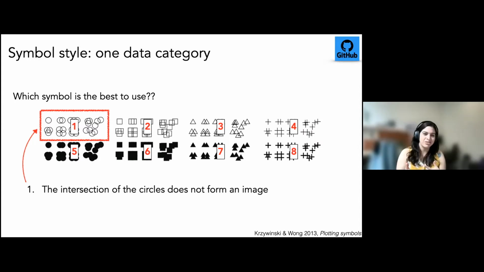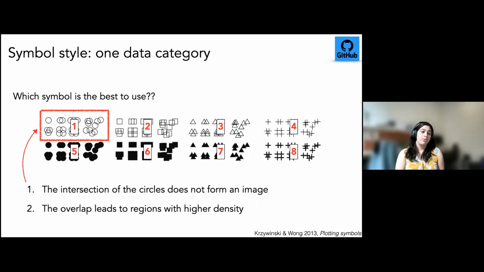Same with the triangles, the crosses, the intersections are just kind of confusing. You have other shapes. So there's that. But then why open versus closed? I see a number of people chose some of the closed symbols too. With the open circles, the region where you have lots of points overlapping leads to higher density.